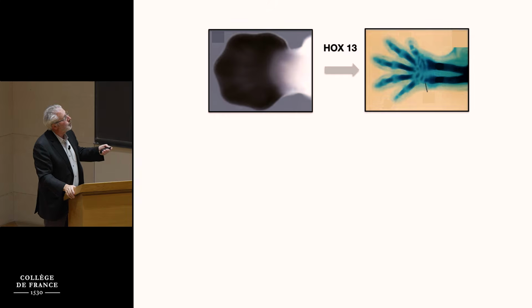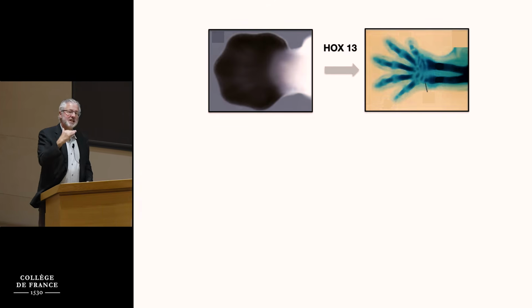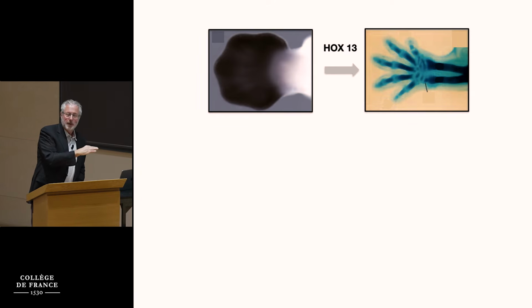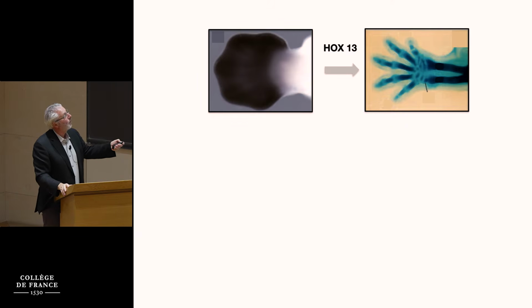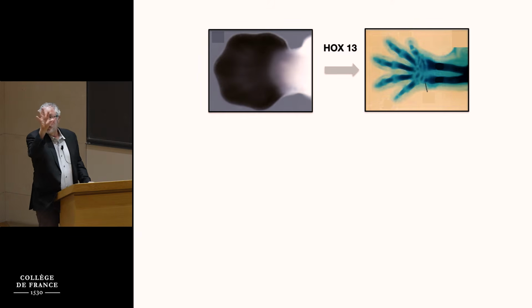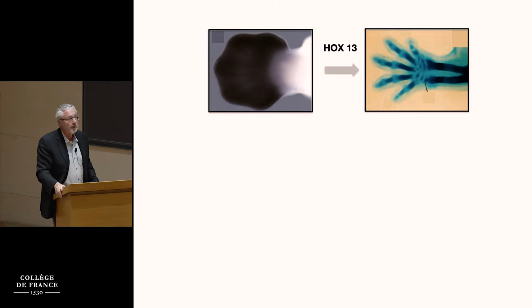the digits will form. Shown in black here is where Hox D13, one of those genes I just talked about, is expressed, where it's active in the limb. And you can see it's active in the whole region that's going to become the finger area, okay?